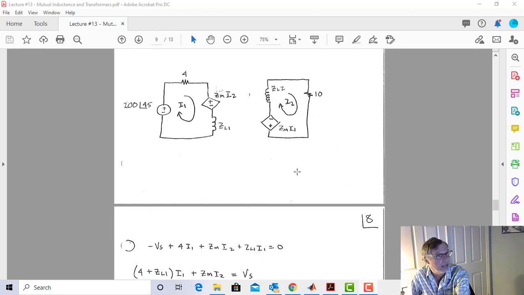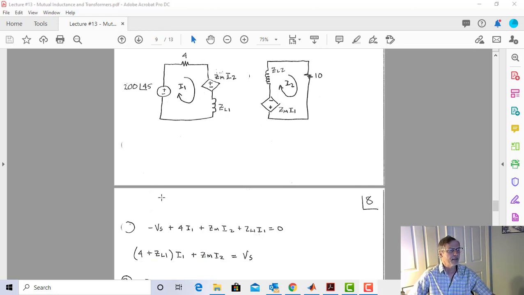This is a magnetically coupled circuit. I2's effect was taken into account in the dependent source here. So I start off with my basic equation. I gather my I1 and my I2 and my constants because I'm going to solve that matrix in a bit.